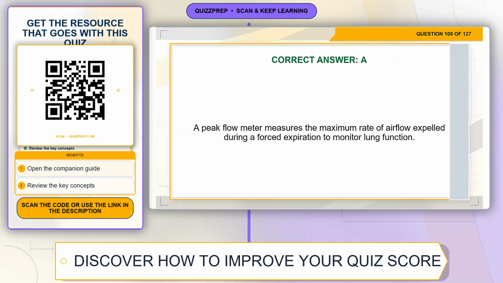Explanation. A peak flow meter measures the maximum rate of airflow expelled during a forced expiration to monitor lung function.